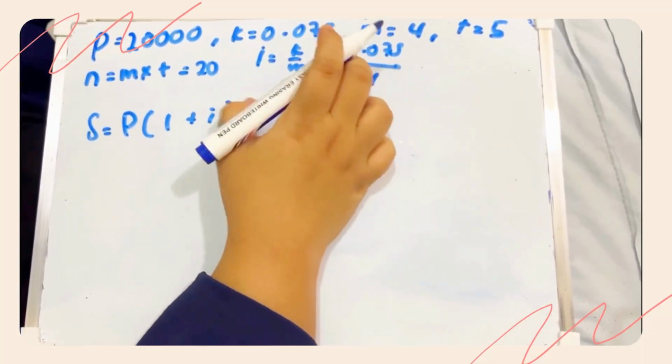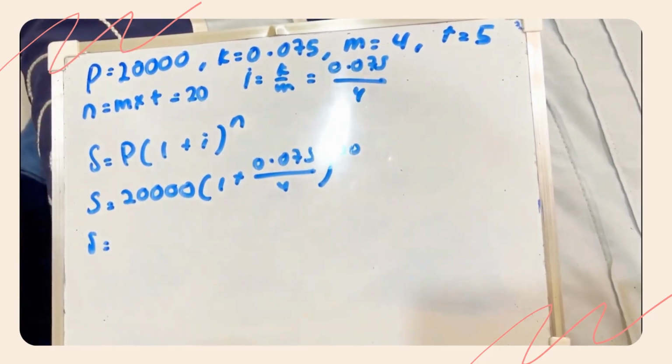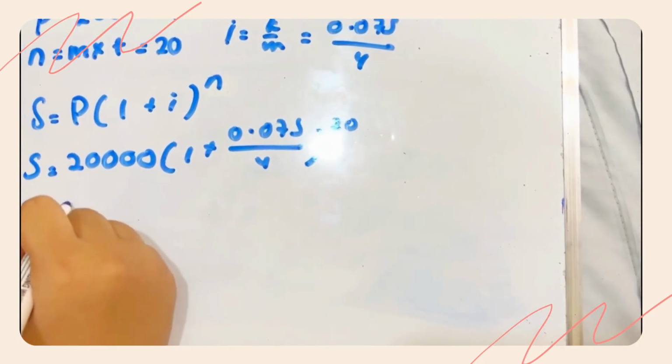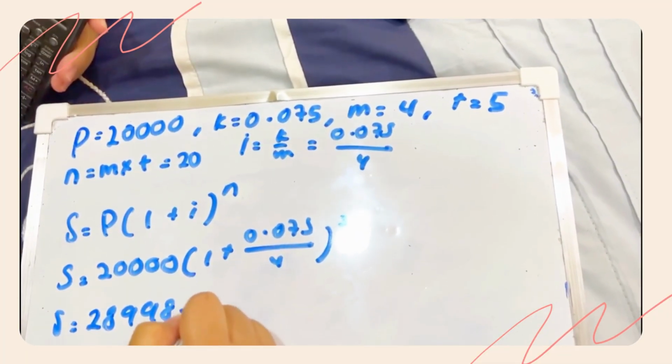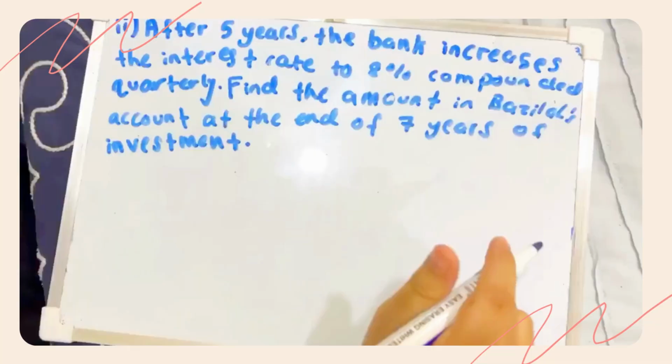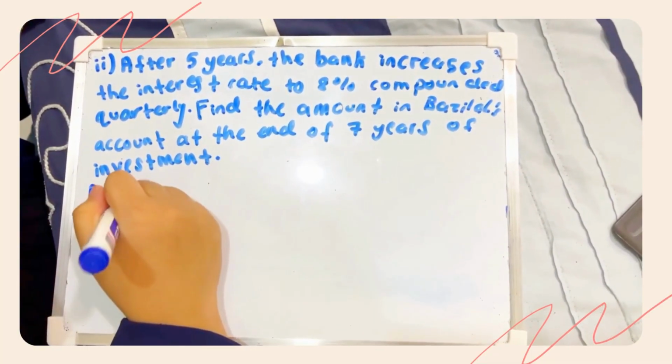After we take out the info, we should write the formula first, and after that, substitute the info into the formula. And the final answer should be 28,998 ringgit 96. For the next question, we also need to take out the info given.